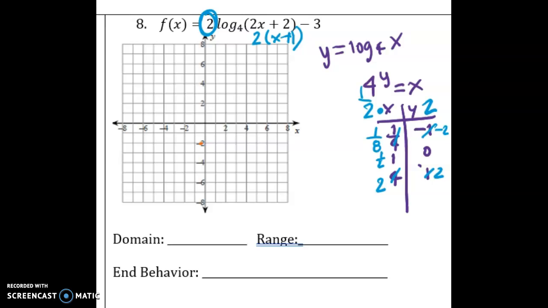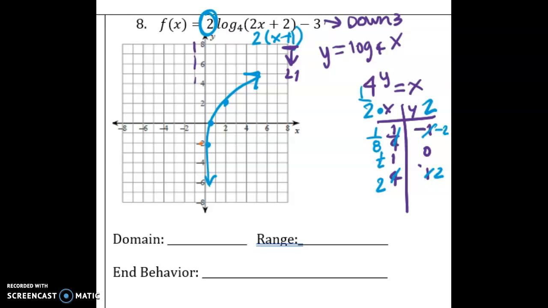So we're at 1/8 and negative 2, which is very small, like right there. And then 1/2 and 0, so we're about right there. And then 2, 2. So there's our stretched graph. And then we have to shift. And again, you always want to do your shift off of the factored version of that inside part. So we're going to the left 1, and then we're going down 3.